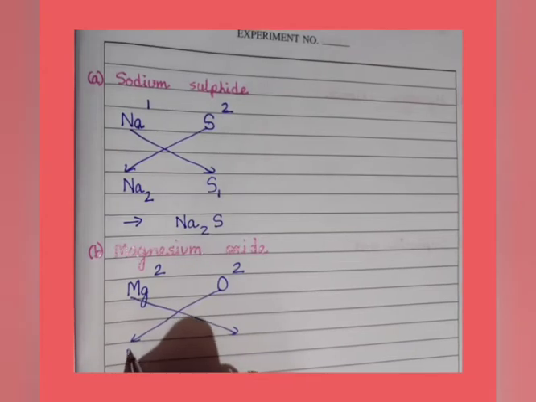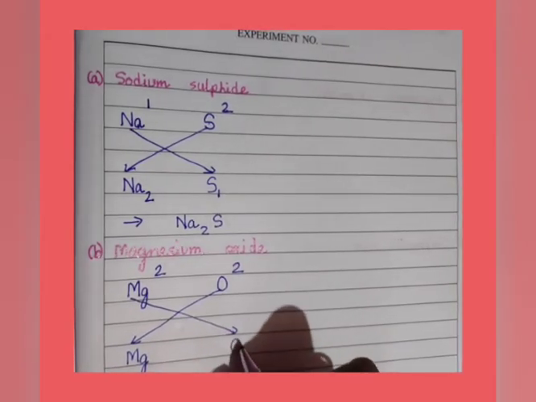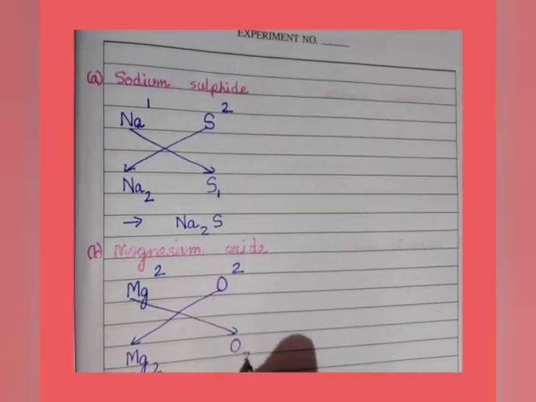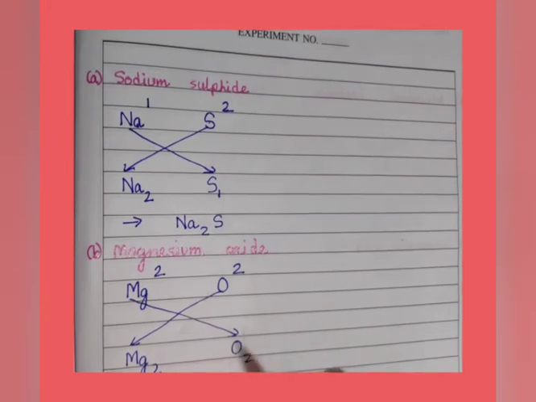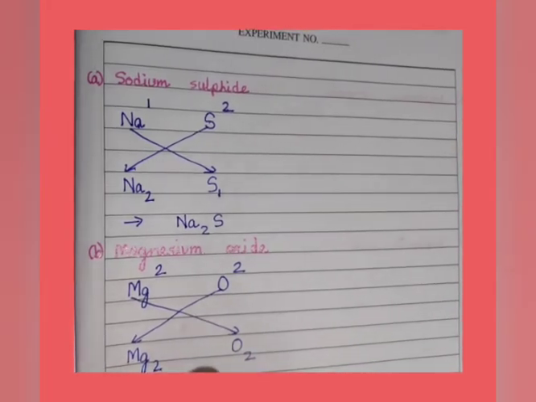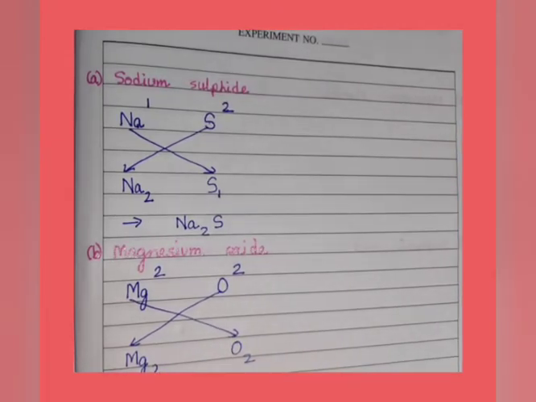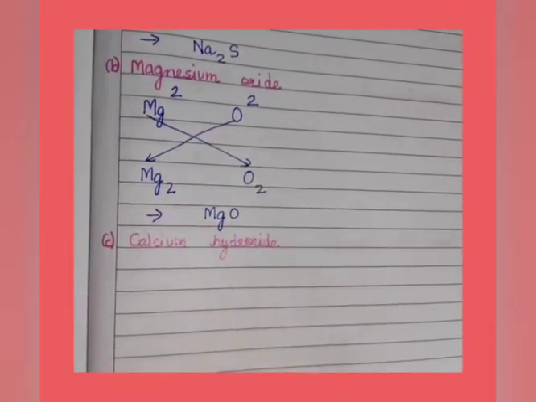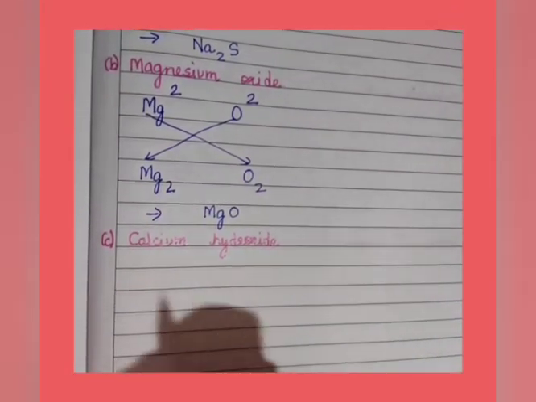So here comes magnesium and oxygen. Now they will interchange the valencies. They have a common factor 2. So what do we get? The formula is MgO.